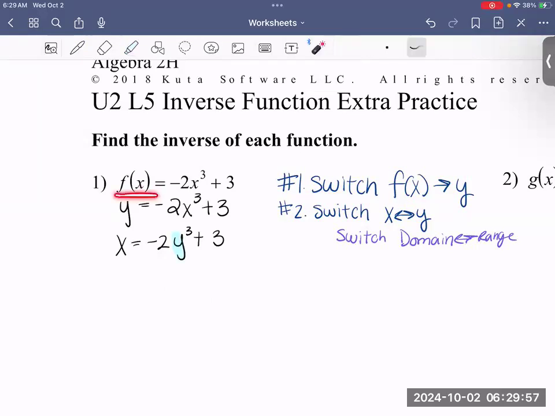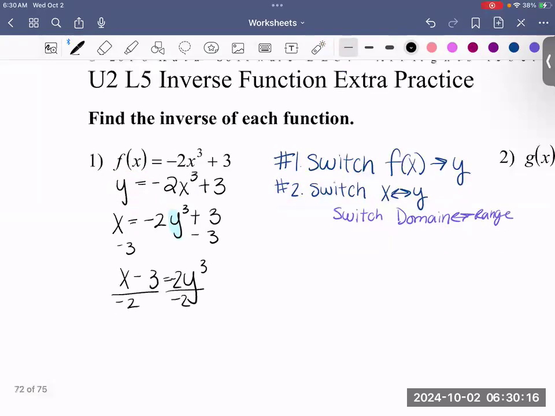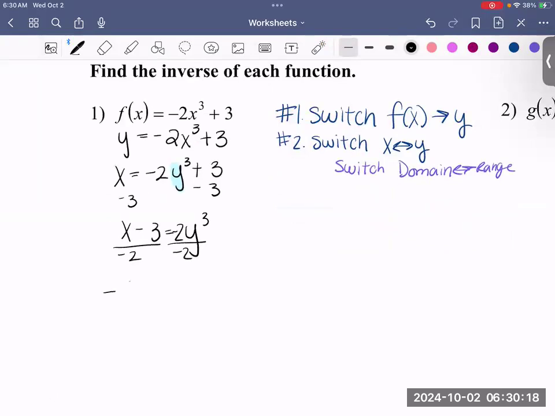Just as this problem has f of x or y equals, we want to get y alone to one side. So the first thing we're going to be doing is subtracting out a 3. Next up, we want to separate your coefficient from your y. So let's go ahead and divide by negative 2. So now we have negative x minus 3 over 2.